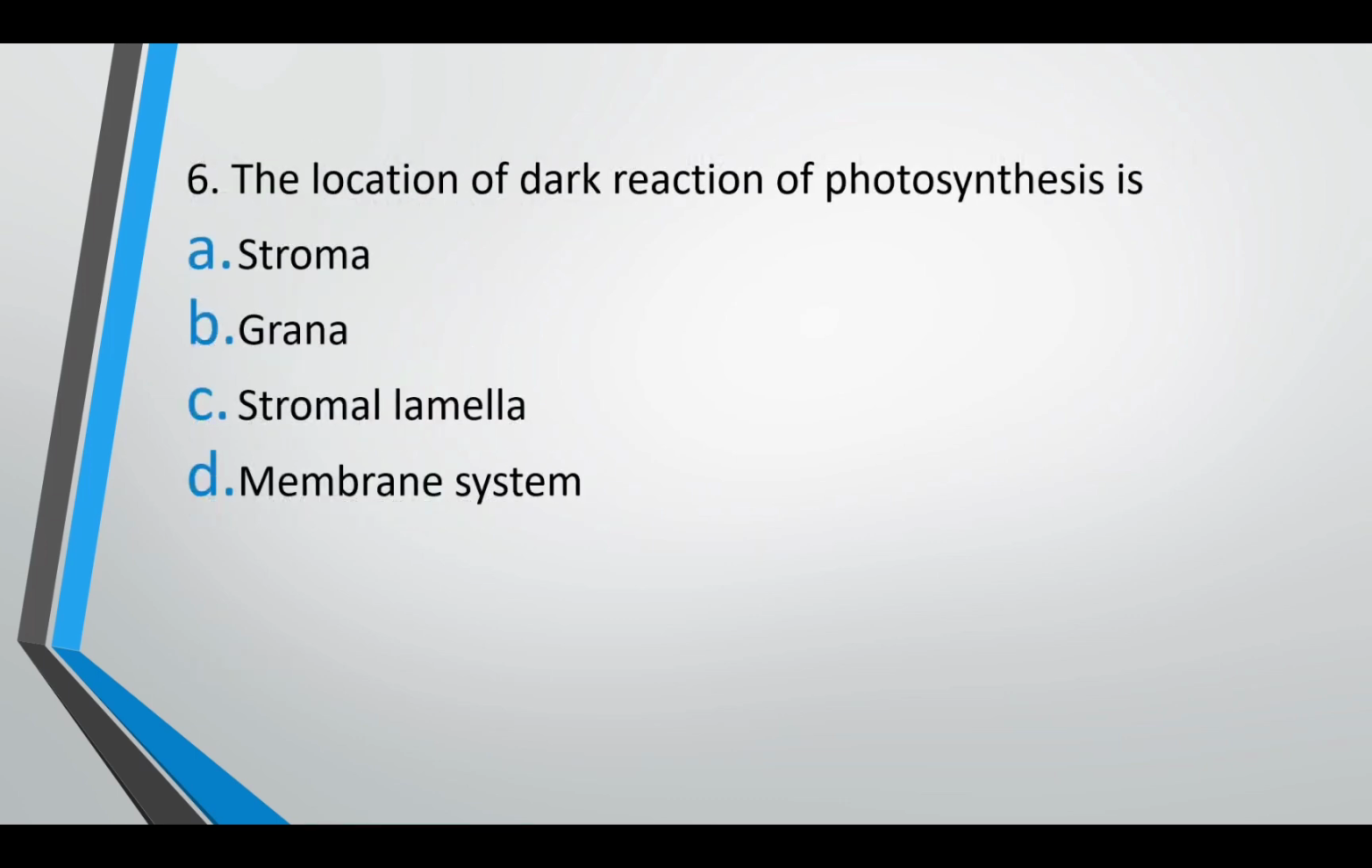Question 6. Location of dark reaction of photosynthesis is option A, stroma. Option B, grana. Option C, stromal lamellae. Or option D, membrane system. Location of dark reaction of photosynthesis is. The correct answer is option A, that is stroma.